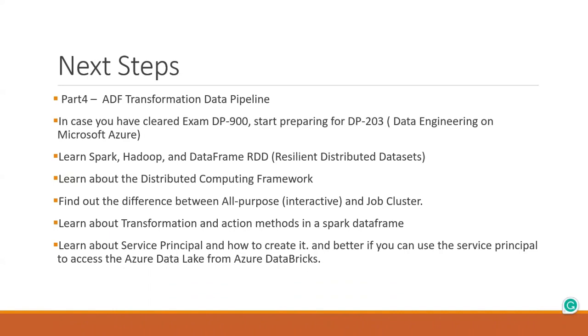And if you remember, the first thing we did was set the configuration of Spark, where we used an access key. We also discussed that it is not a good way to do it, not a recommended way. That was only for demo purposes. So learn how to create a service principal, and it would be better if you can use it in Azure to access Azure Data Lake from Azure Databricks.